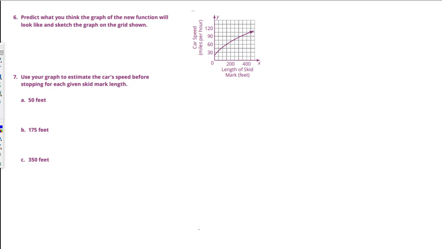And so when we're graphing it and we're wanting to make some estimations, we can use our graph to help us come up with a good estimate. So I want you to take that graph and look and make predictions of what you think it's going to be at 50 feet stopping distance. How fast was I going? How fast do you think I was going at 175? If it took me 175 feet to have that stopping length, that stopping skid mark length, and at 350.